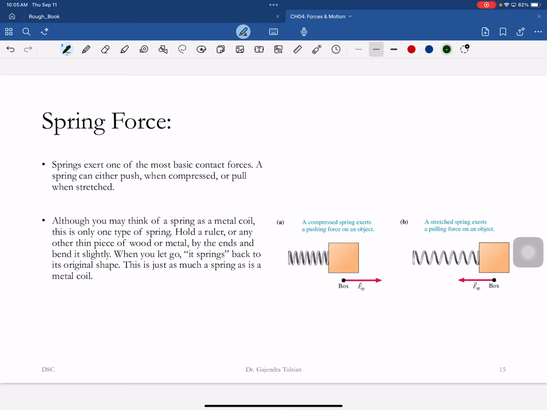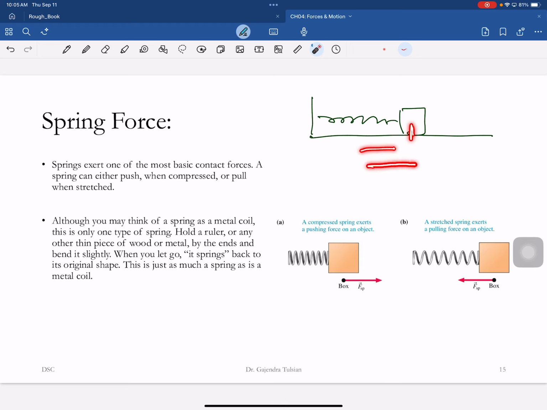All right, so here is the uncompressed position of the spring, and there's the position of the object. If I compress the spring, it pushes back. What is the spring trying to do? It's trying to bring you back to your original spot. If you stretch the spring, it's pulling you back. It's trying to bring you back to your original spot. So the spring force is a restoring force.